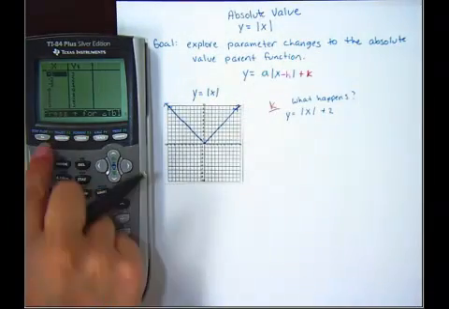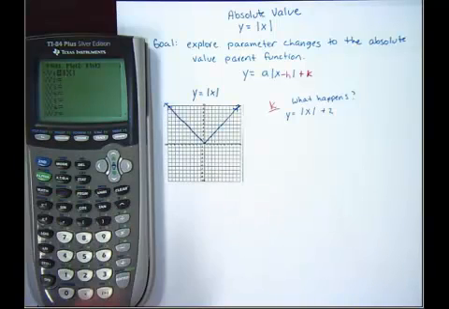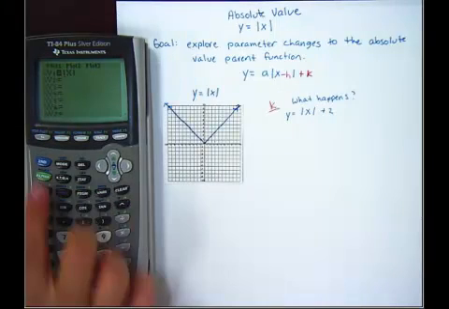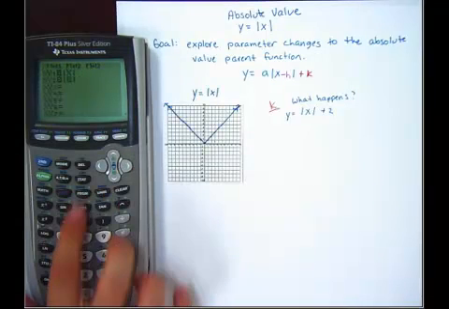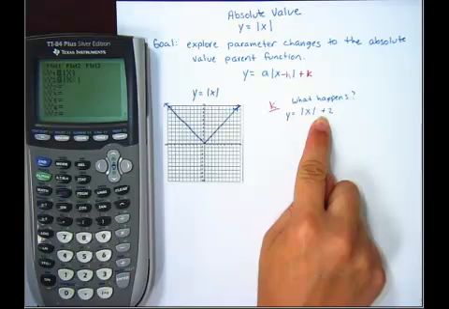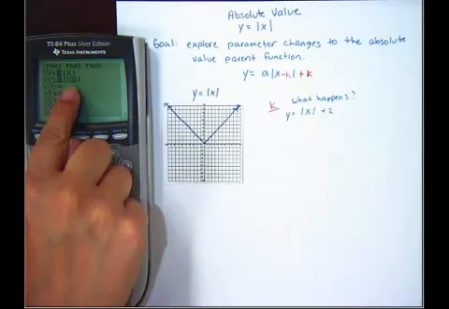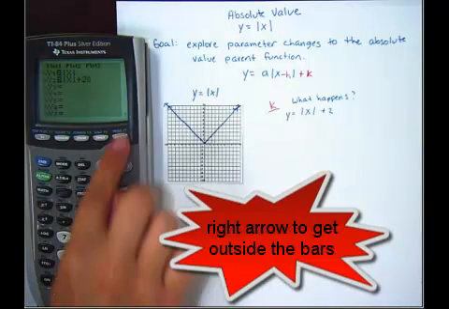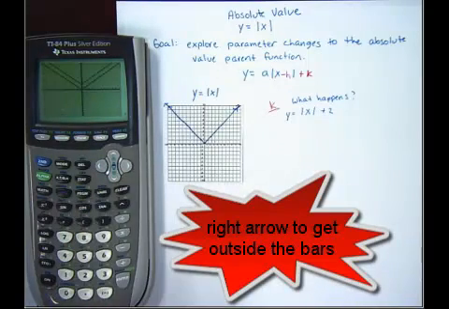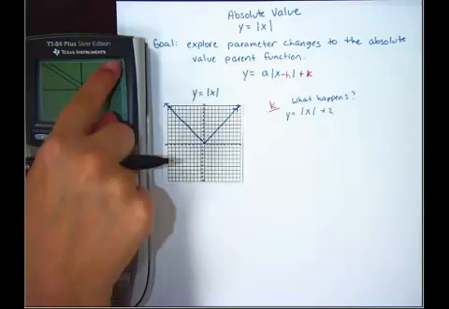So what we're going to do is go into our y equals, we're going to go down to y2, and now we're going to type this equation in. So math over to num, get your absolute value of x, but notice the plus 2 is outside the bars. If I were to continue typing, it would stay inside the bars. So over to get outside, plus 2, and go and look at your graph. You can see our new graph. It appears as shifted up 2.